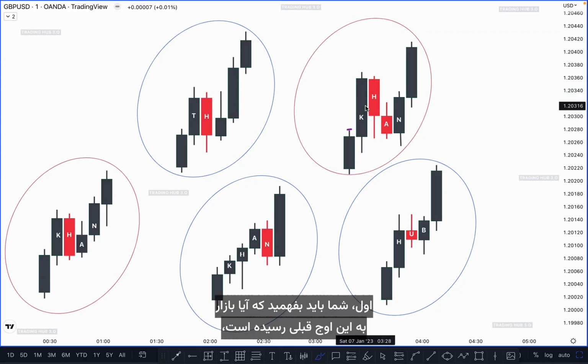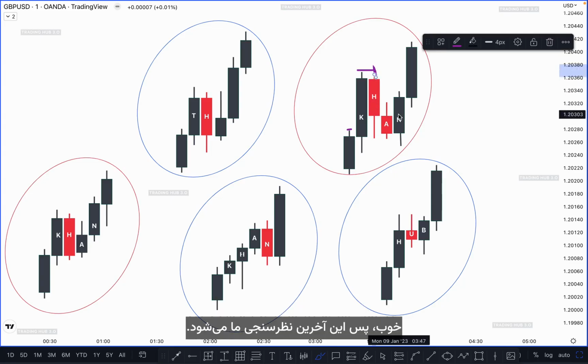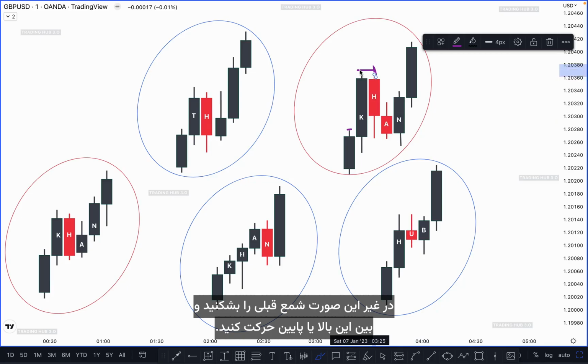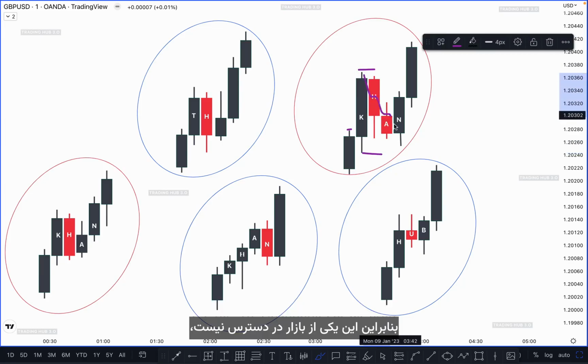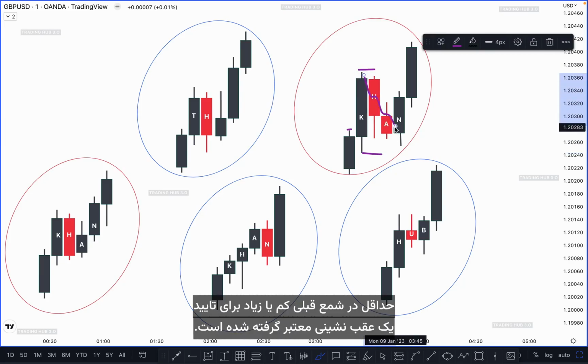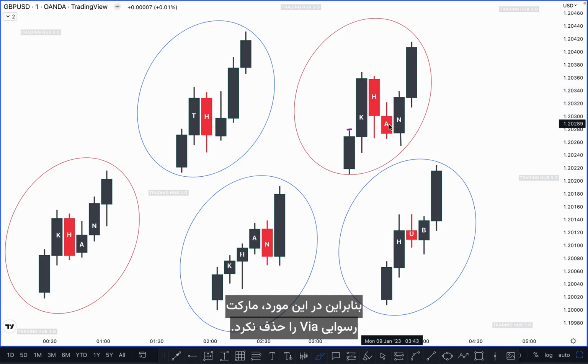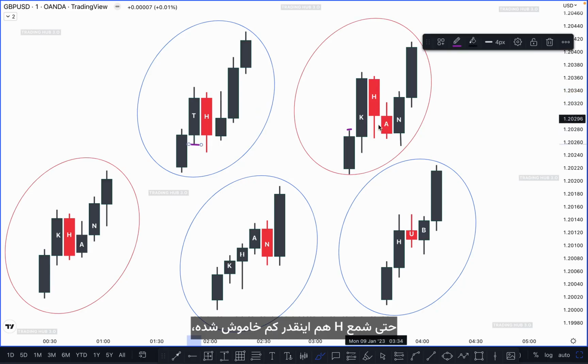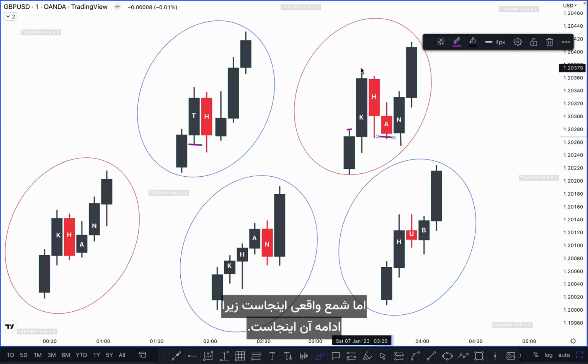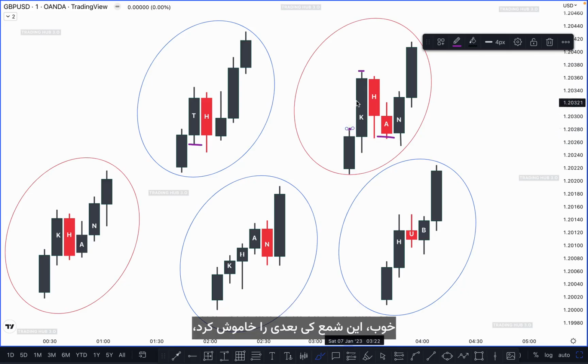So this is not a valid pullback. The first thing you have to understand: if the market breaks the previous high like this, then this becomes our valid pullback. If it does not break the previous candle high and keeps moving between this high and low, this is not a valid pullback. The market must at least take out the previous candle low or high to confirm a valid pullback. So in this case, the market is not taking out the previous candle low here. Even though the H candle took out this low, the actual candle is here, because the continuation is here, okay? This candle took out the next K candle, and the K candle breaks here, okay?